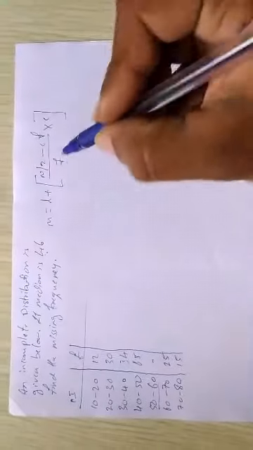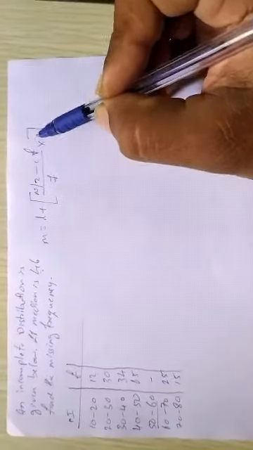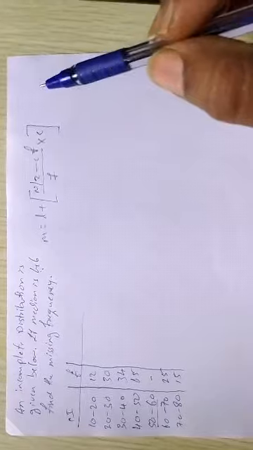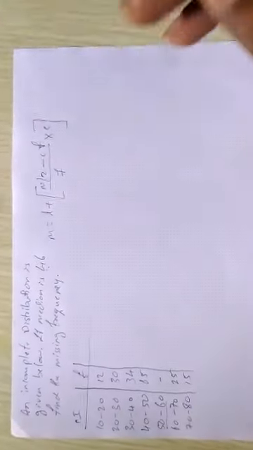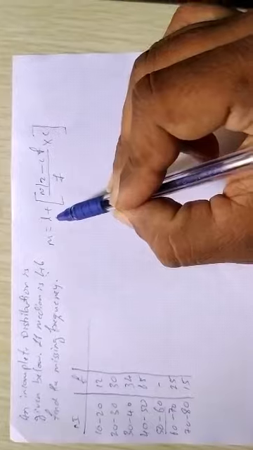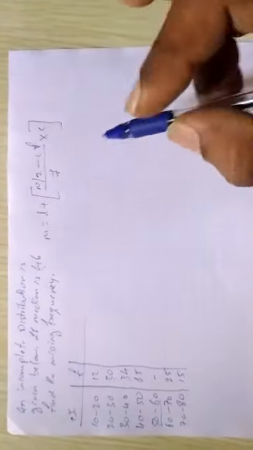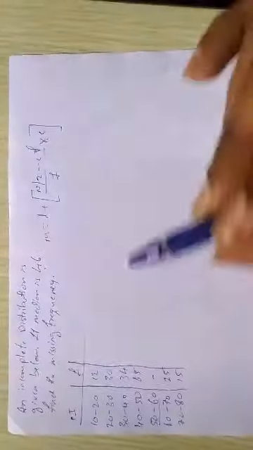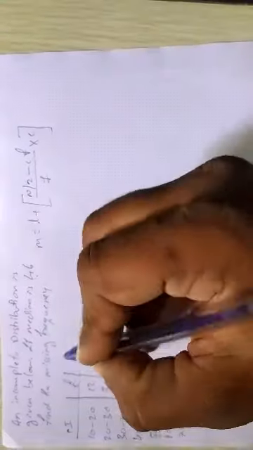Here C is the width of the median class, F is the frequency of the median class, CF is the cumulative frequency of the class preceding the median class, N is the total of the frequency column, and L is the lower limit of the median class. So to find the missing frequency, we first have to find the cumulative frequency column, as we need all these things.